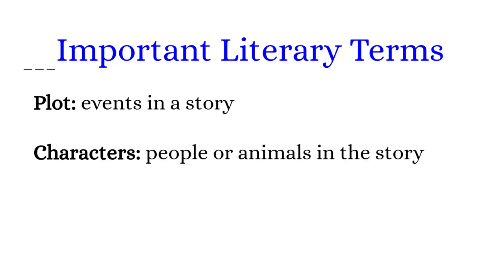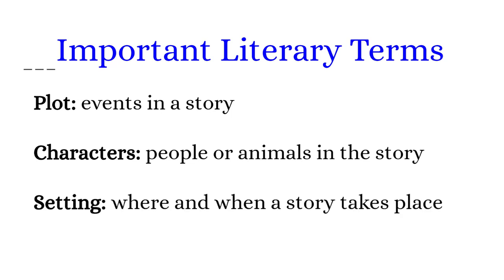The second term is characters, and characters are people or sometimes animals that are in a story. And the third one is the setting. This is the one that, in my experience, students have the hardest time remembering because it's not a word we use a lot. Setting means where and when a story takes place. So, for example, of course, now I can't think of a story. Let's see. Alice in Wonderland. It takes place in Wonderland and then also on her home grounds. Let's see. Harry Potter takes place, the setting, Harry Potter would be Hogwarts and then sometimes at his uncle's house.